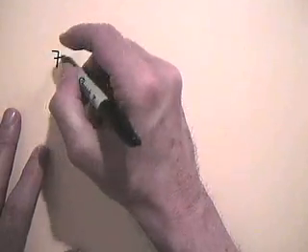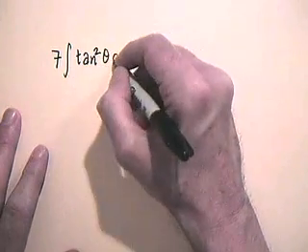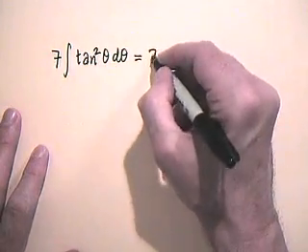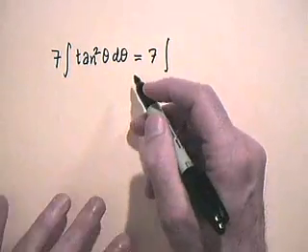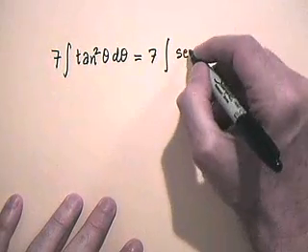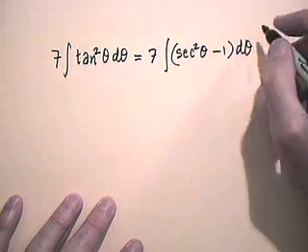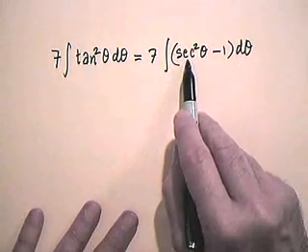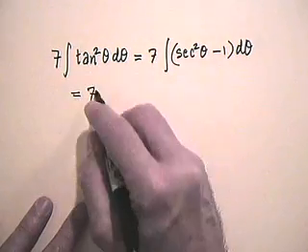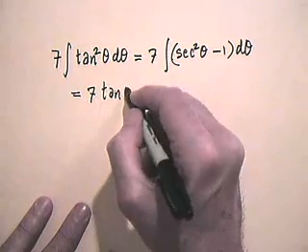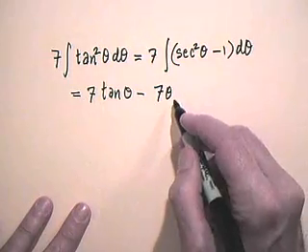We have 7 times the indefinite integral of tangent square theta d theta. Here what we want to do is remember the trig identity: tangent square theta is secant square theta minus 1. So we will replace tangent square by secant square theta minus 1. Why do we do that? Because the antiderivative of secant square theta is tangent of theta. So we get simply 7 times tangent theta minus 7 times theta.